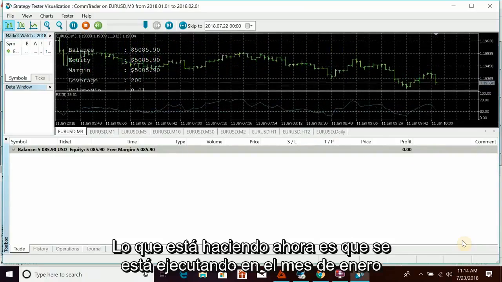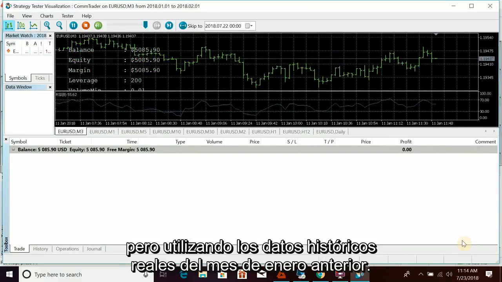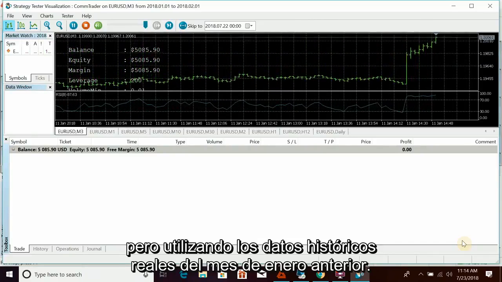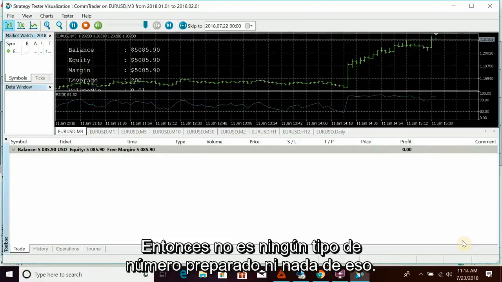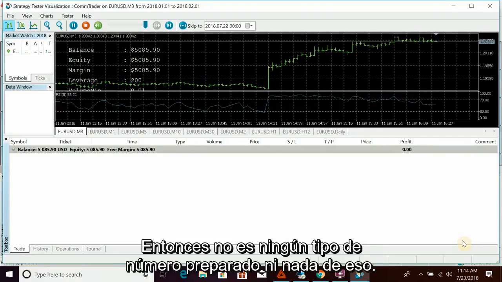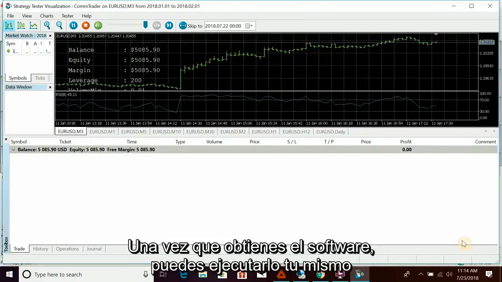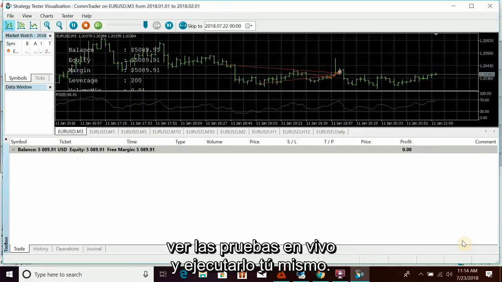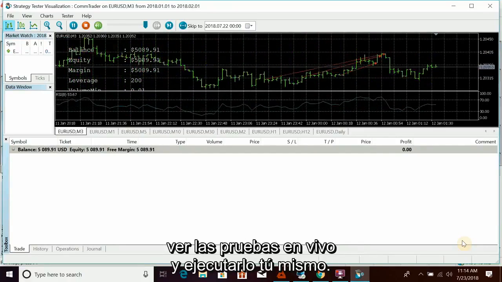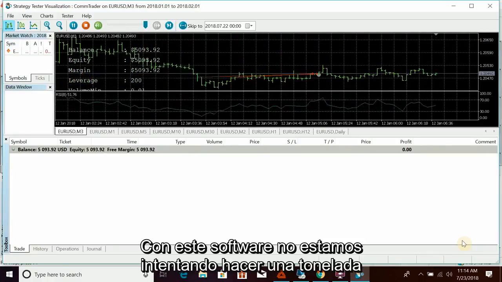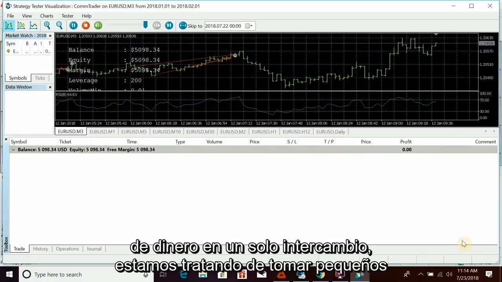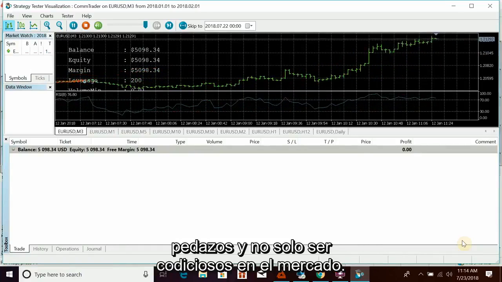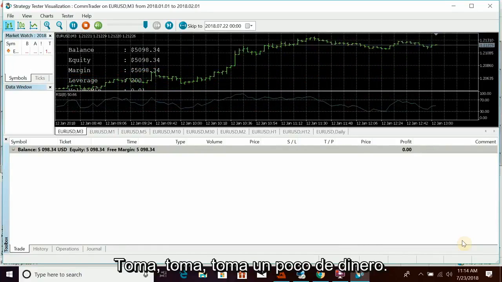What it's doing is running in the month of January using the actual historic data from this prior January. So it's not any kind of numbers that are cooked or anything like that. Once you get the software, you can run it yourself, seeing the actual live testing. With this software, we're not trying to make a ton of money on a trade. We're trying to take little pieces, not be greedy in the market, take small money.